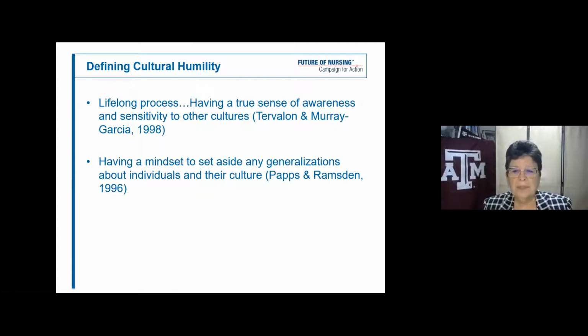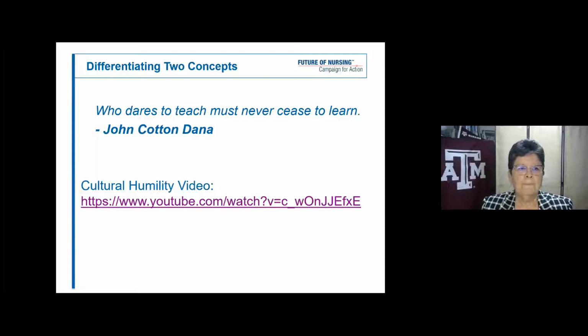Similarly, Papps and Ramsden indicate that cultural humility is having a mindset to set aside any generalizations about individuals or groups and their culture. So I thought this quote was very relevant to the topic that we're discussing today. Who dares to teach must never cease to learn. I'd like to share a short video clip that further differentiates the definitions of cultural humility.